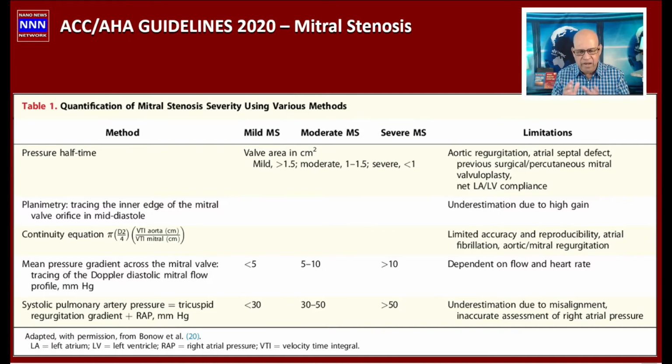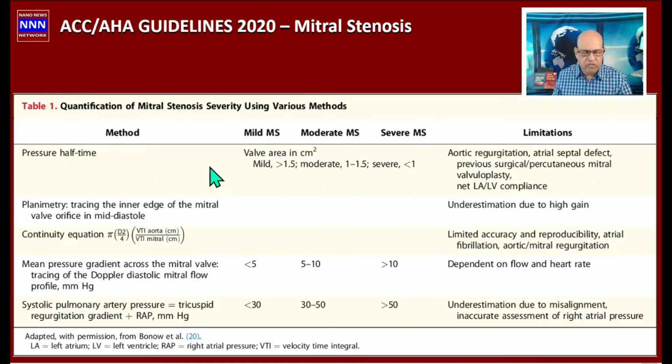So let's pay attention to the points that we are making here. Pressure half time will tell us whether we are dealing with a mild, moderate, or severe mitral stenosis. Mild is greater than 1.5 centimeters square. Moderate is 1 to 1.5 centimeters square mitral valve area, and severe is less than 1 centimeter square.